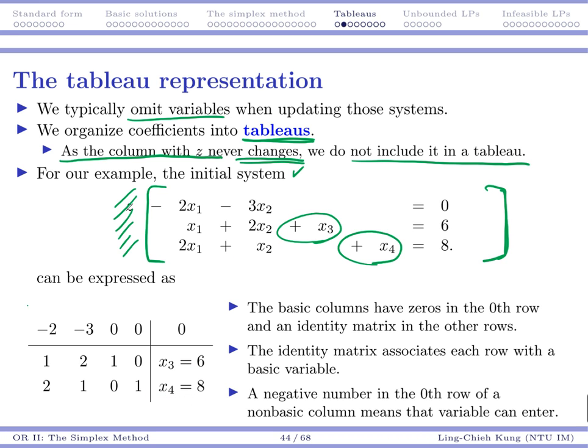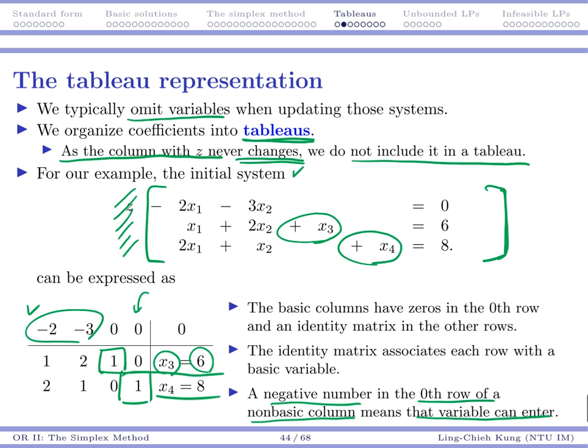Okay, so when we abbreviate all the systems into tableaus, each tableau represents a set of linear equations. The basic columns here would contain 0 in the zeroth row, and the identity matrix in the remaining rows. The identity matrix associates each row with a basic variable. So for this particular row, you know that the basic variable is x3 because x3 is identified in the identity matrix as 1. And for the second one, you know it is x4 because that 1 indicates the variable is x4, okay? And then a negative number in the zeroth row of a non-basic column means that variable can enter, for this particular maximization problem.